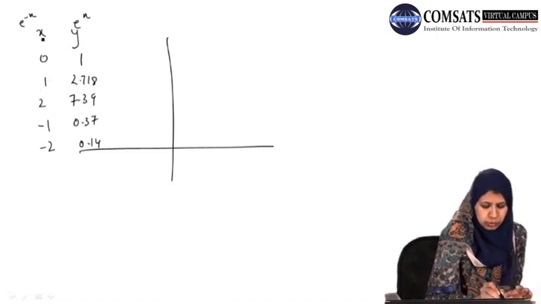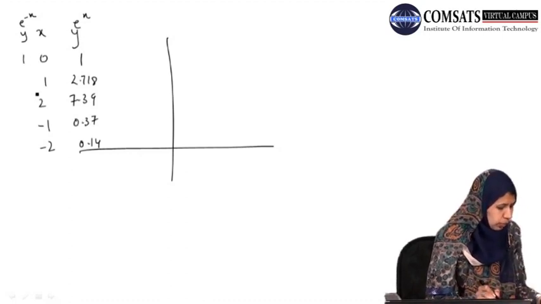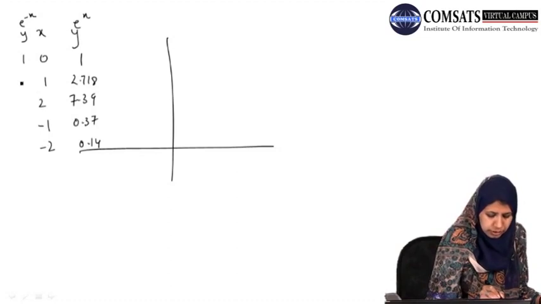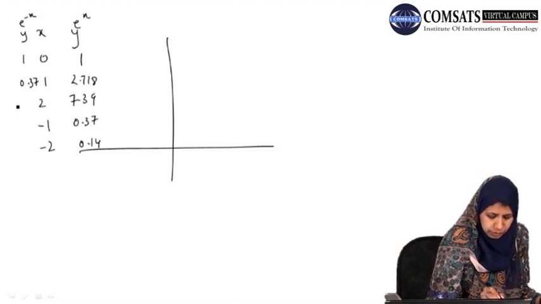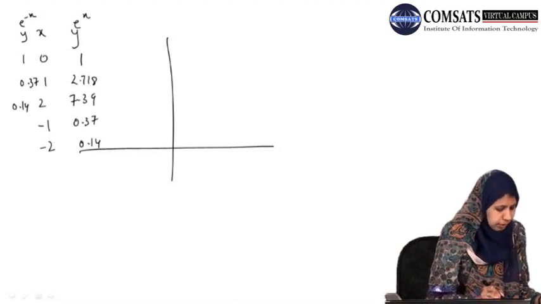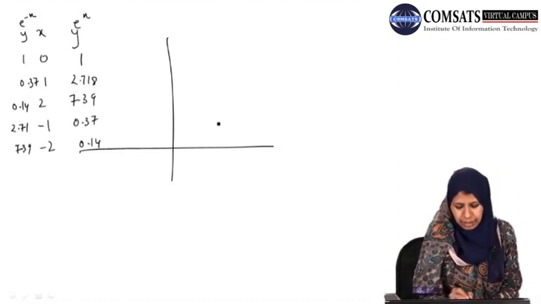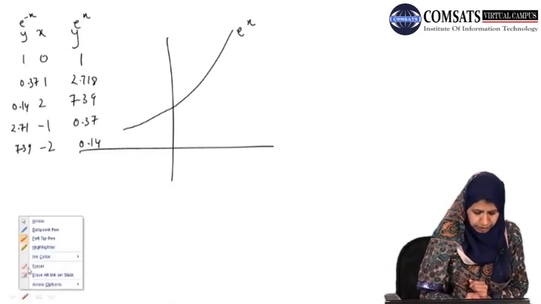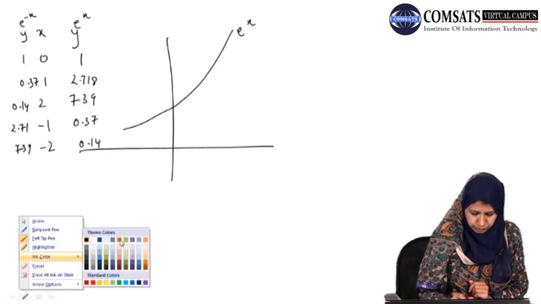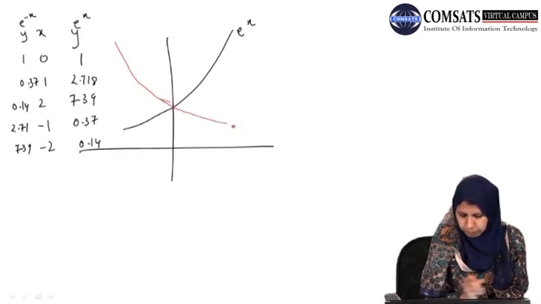And e to the power minus x, okay, this y. When x is 0, this is 1. When x is 1, this is 0.37. When x is 2, this is 0.14. When x is minus 1, this is 2.71. When x is minus 2, this is 7.39. And this is the graph of e to the power x and the graph of e to the power minus x.